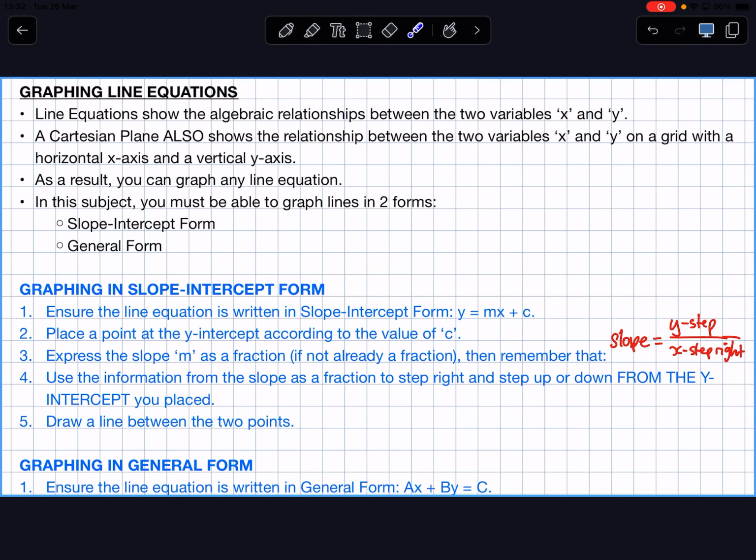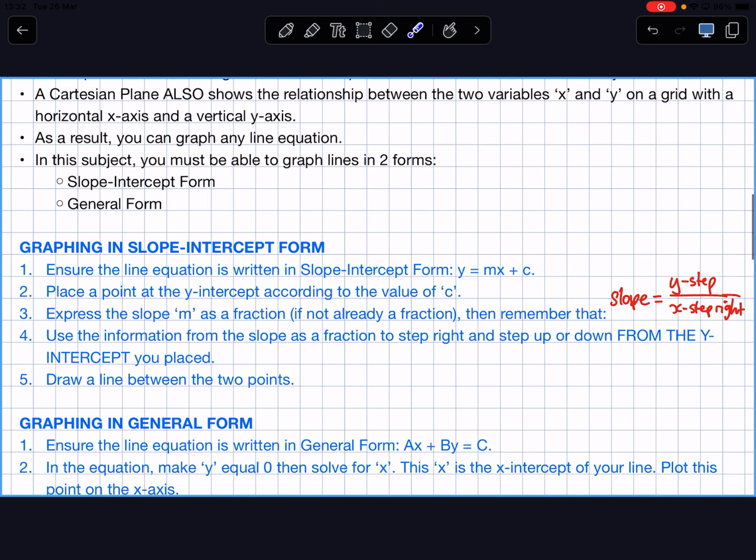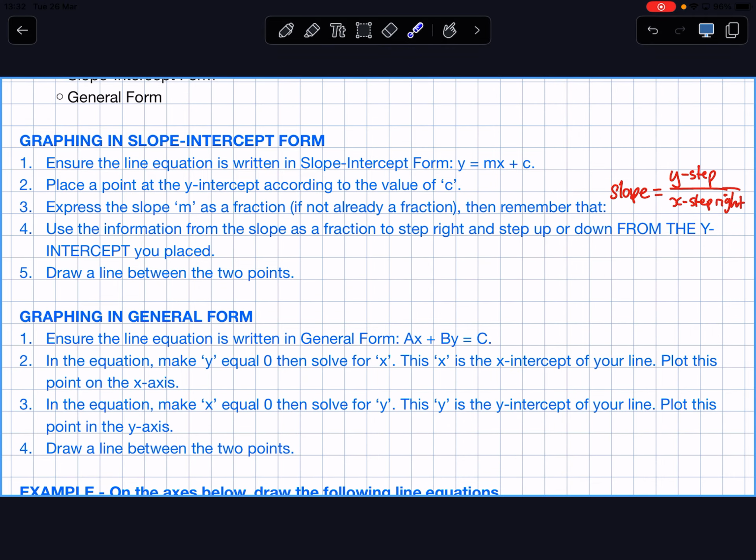We'll be doing a lot of this in this topic, so you need to try to get fast at it. Or like the little kids say, get good. You need to be able to graph line equations. We're going to start off with graphing in slope-intercept form, but the one that you need to get fast at for your testing is graphing in general form.